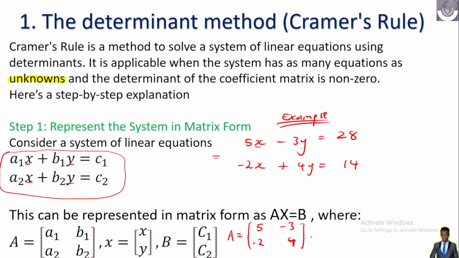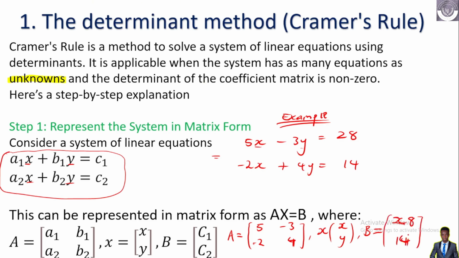Now, after we have taken the coefficients out, the second aspect is that we take the variables, which we call the X matrix. That is going to be X and Y. We have two variables there, X and Y. So we put them in another form, and then we also take the B matrix. The B matrix is also called the constant matrix, and for the constants here we have 28 and then 14.